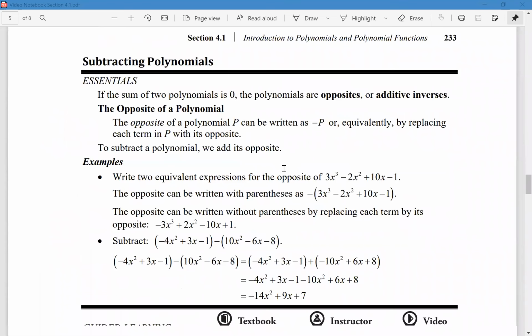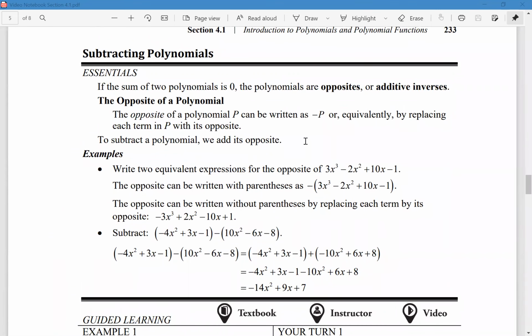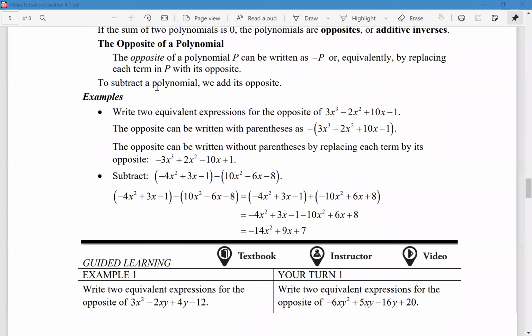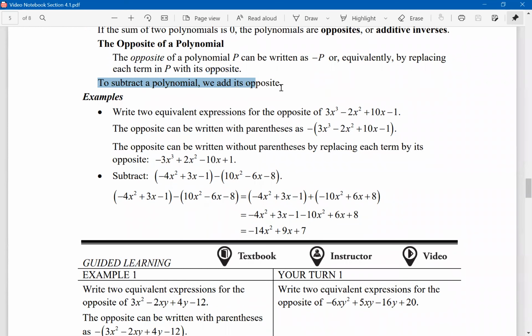Next, we're going to subtract polynomials. So my approach to subtracting polynomials is very similar to adding. It's just that you're adding the opposite. So there will be this extra step of distributing a minus sign or distributing a -1. Okay, so let's see. They're giving you the definition of opposite. You're basically changing the signs. To subtract a polynomial, we add its opposite.